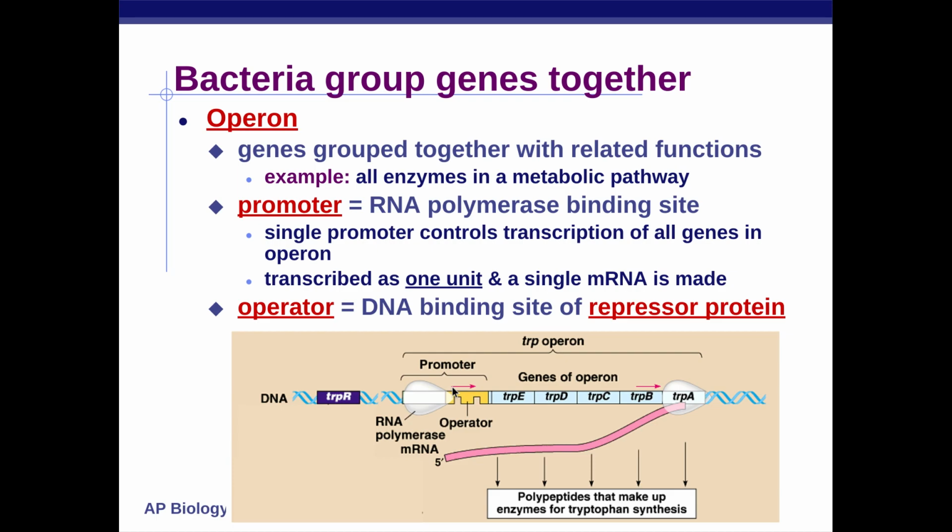Together, all of this, the promoter, the operator, and the genes of the operon, are called the trp operon. An operon is simply a group of genes with related functions grouped together, and we already know what a promoter is. A promoter is the place where RNA polymerase binds and initiates the synthesis of messenger RNA, transcription of messenger RNA. But here there is an additional sequence called an operator, which has the ability to bind to a kind of protein called a repressor protein.